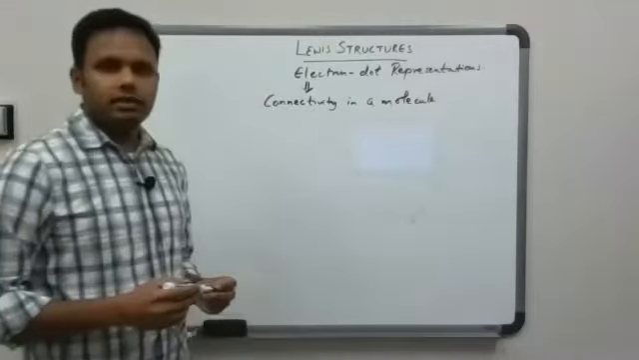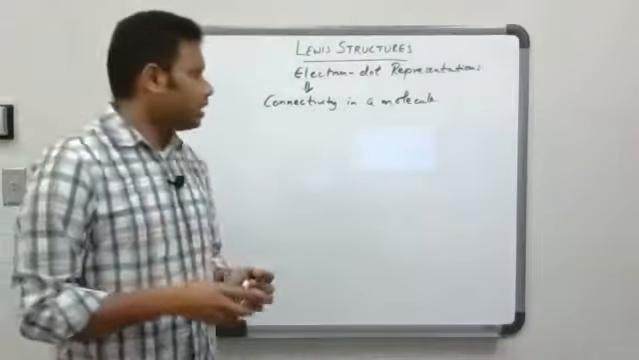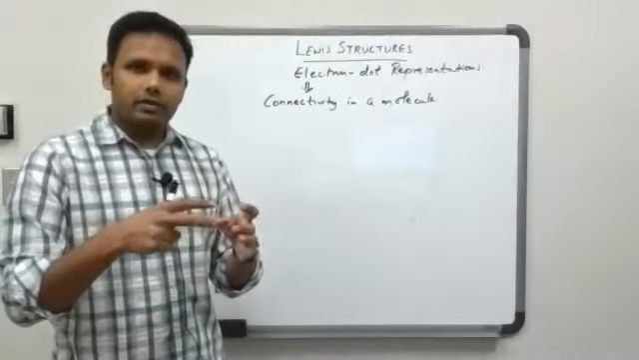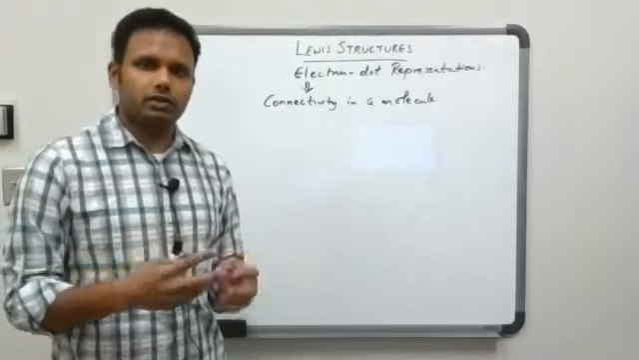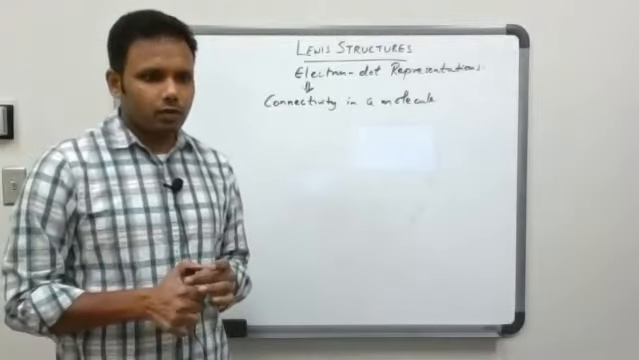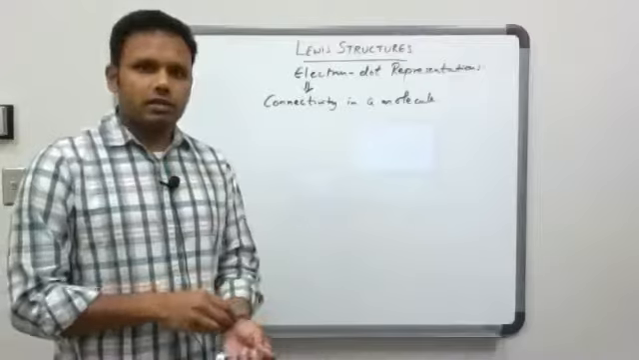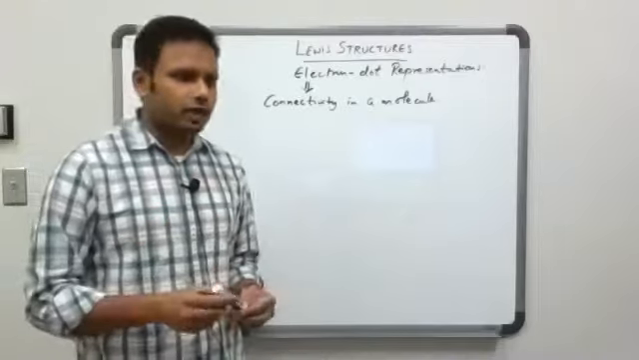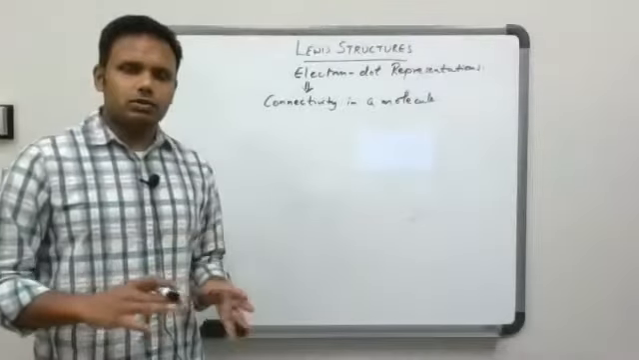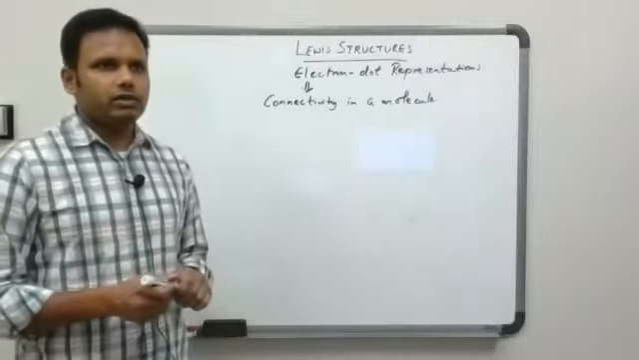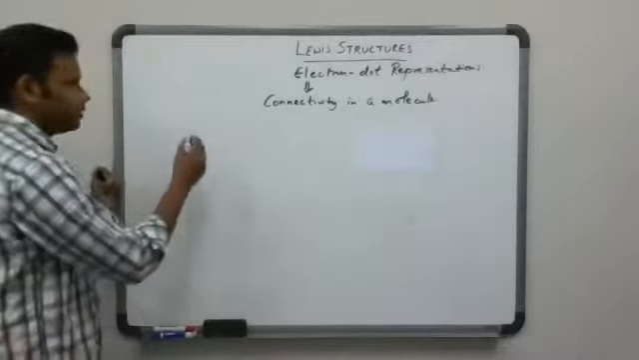What I mean by this is it tells us how the atoms in a compound or a molecule are connected to each other to make that molecule. Sometimes you would realize that there are different possibilities, so we'll go into that also. But let's lay down the ground rules first. What are some of the ground rules that we need to follow?